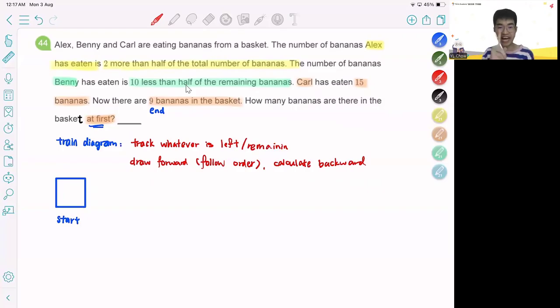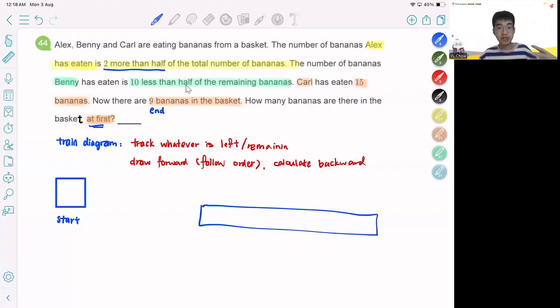First of all, it's Alex who has eaten the bananas. Eaten how much? 2 more than half. Alex has eaten 2 more than half the total number of bananas. So imagine this is the bananas. What does 2 more than half mean? Did he take half? Or did he take 2 first? 2 more than half means initially Alex takes away half. So this is the part that is taken away. That means the remaining is also half.